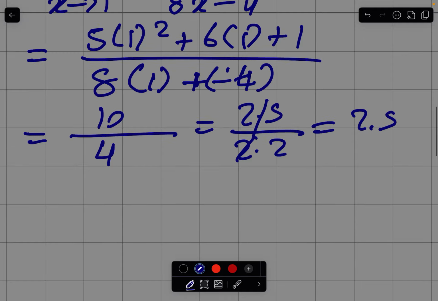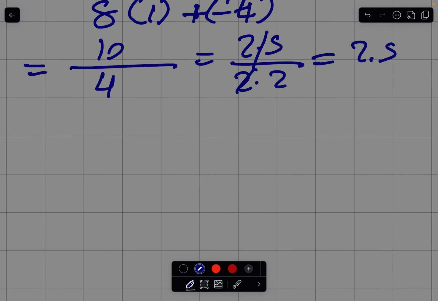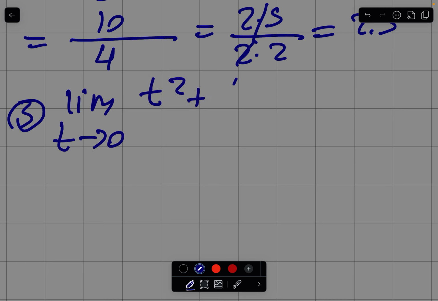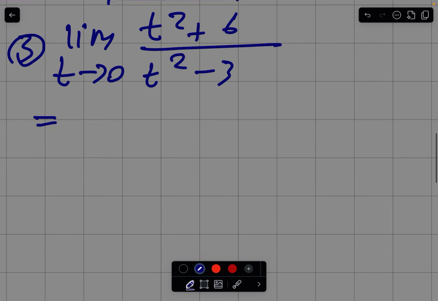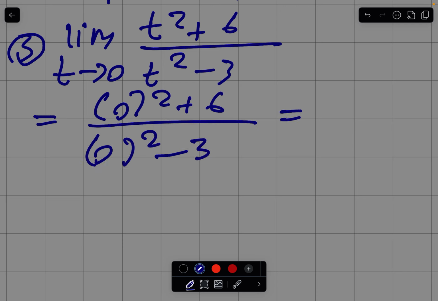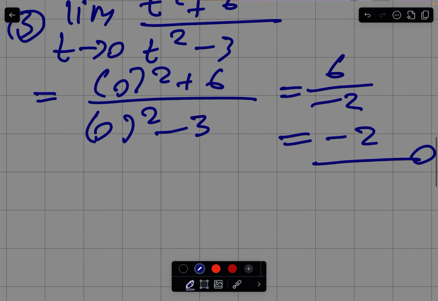Understand? Then the next question will be a little bit challenging, but it's not challenging, just for practice. The limit as t approaches 0 of t squared plus 6, all divided by t squared minus 3. We are going to substitute straight away. 0 squared plus 6 divided by 0 squared minus 3, remaining with 6 over -3, which is -2.